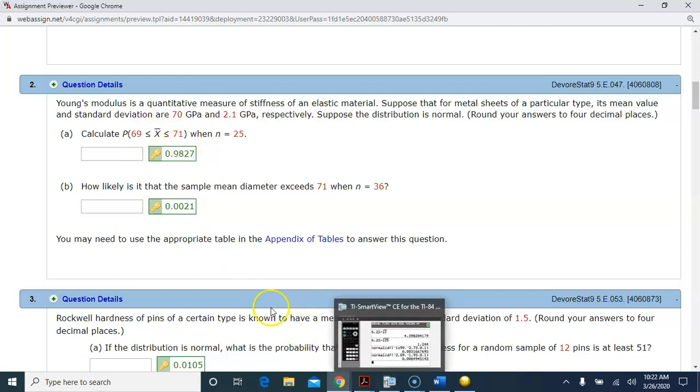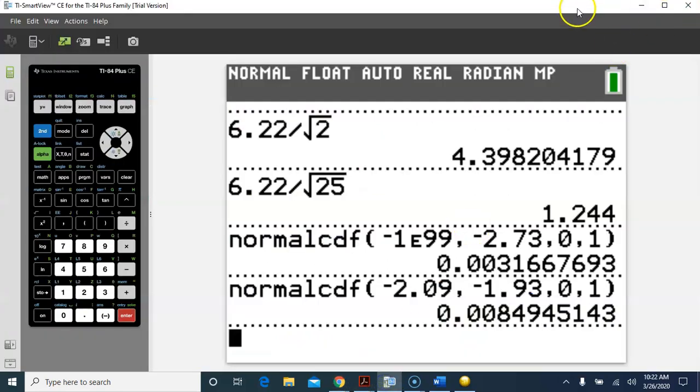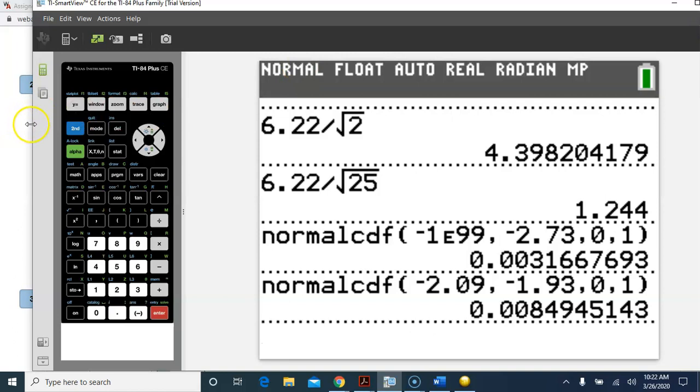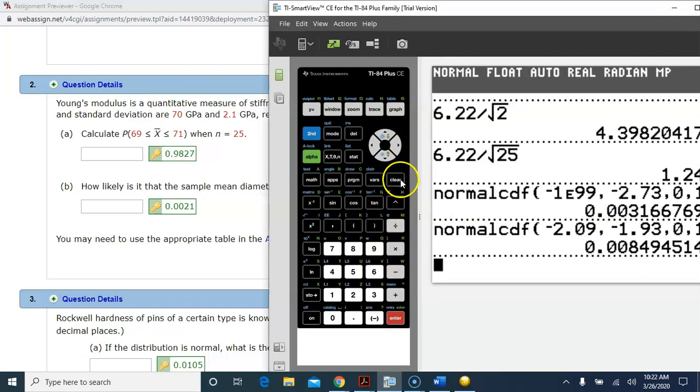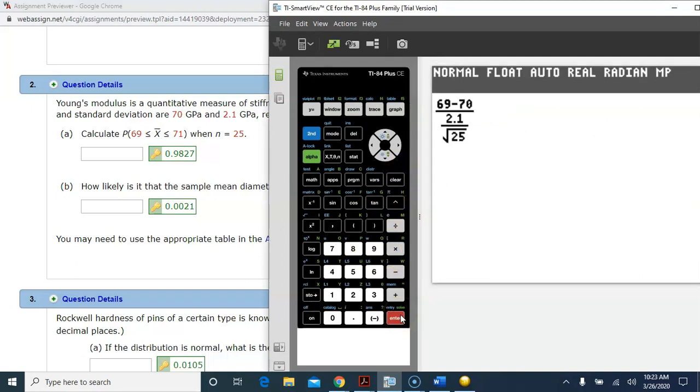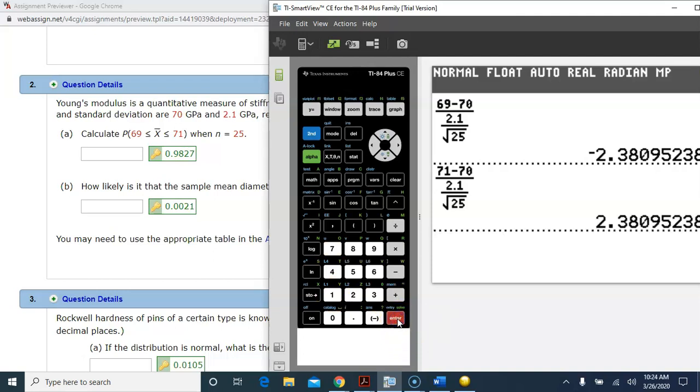So I'm going to turn 69 and 71 into z-scores. I've got 69 minus 70 divided by the standard deviation over radical n. That gives me a z-score of negative 2.38. And so that's turning 69 into a z-score. Now to turn 71 into a z-score, subtract 70 and divide by the standard deviation over radical n. That's a z-score of positive 2.38.